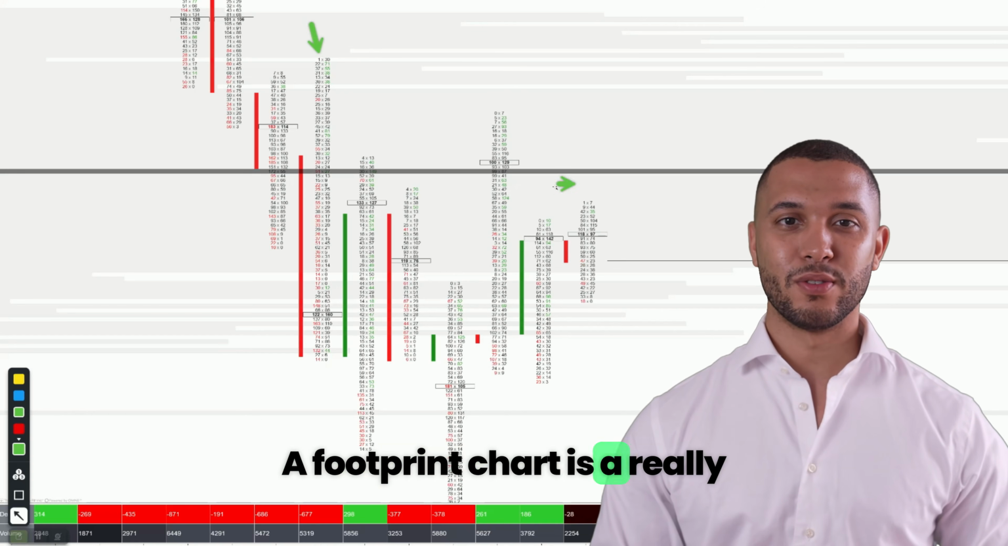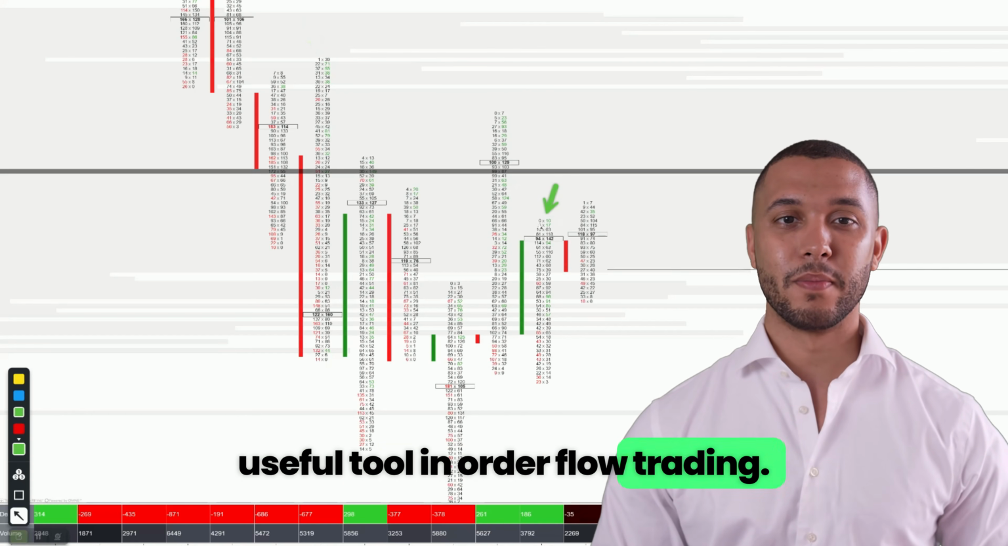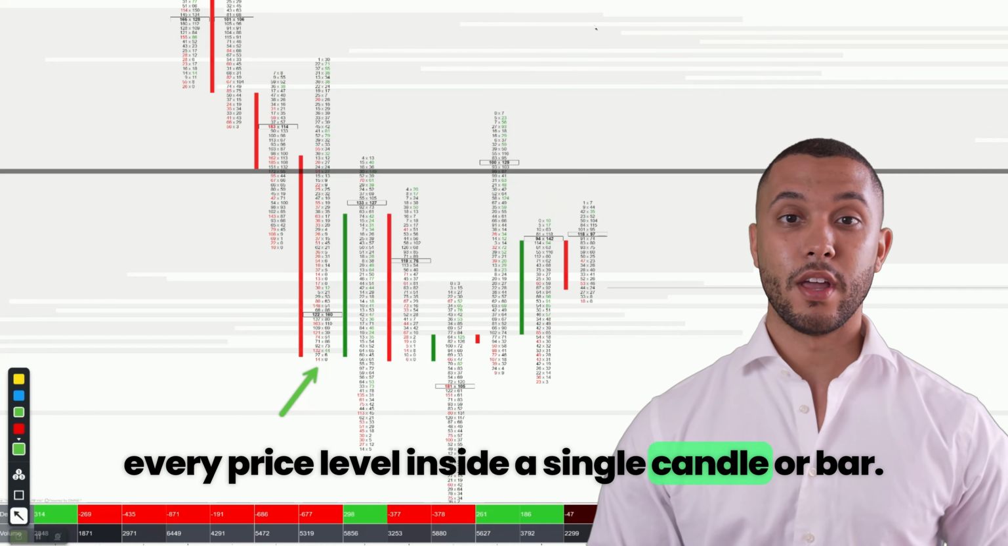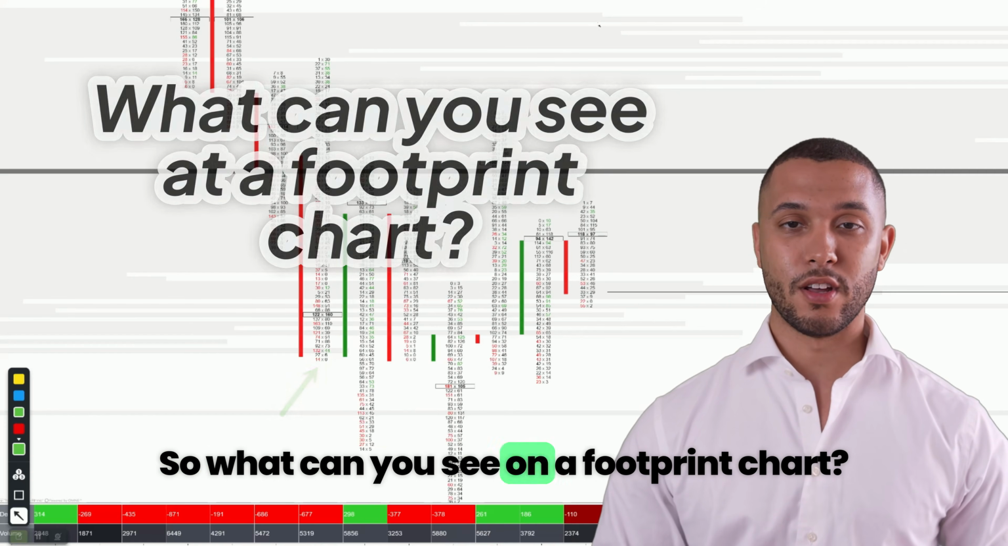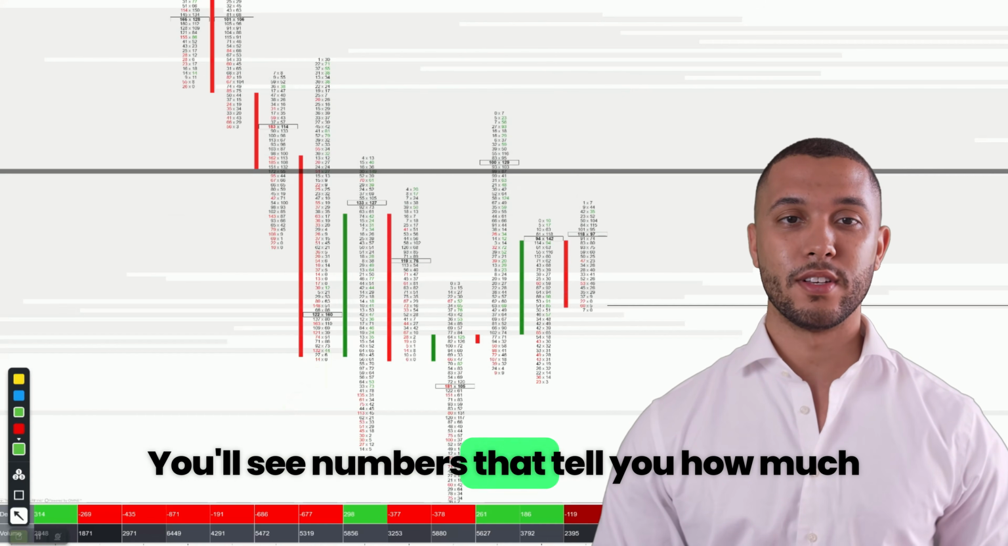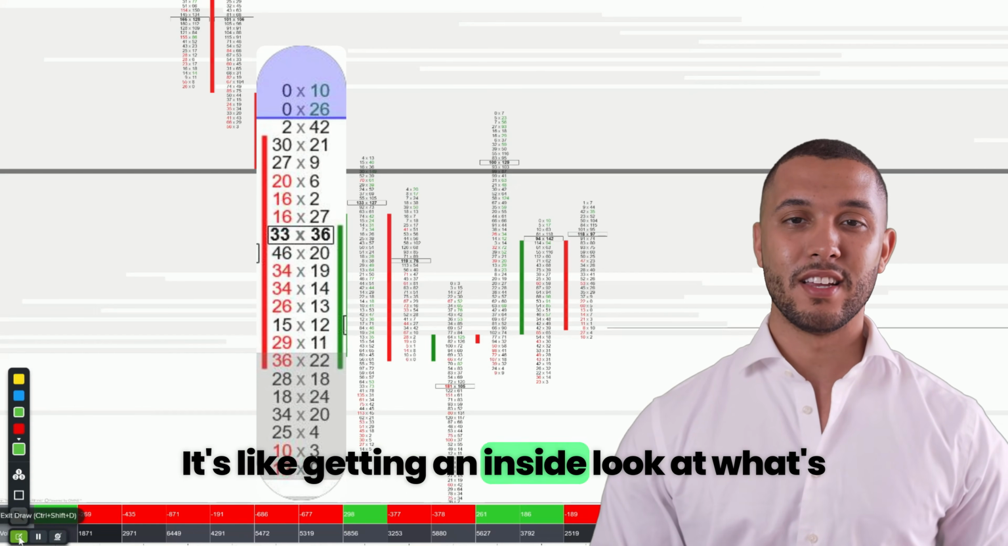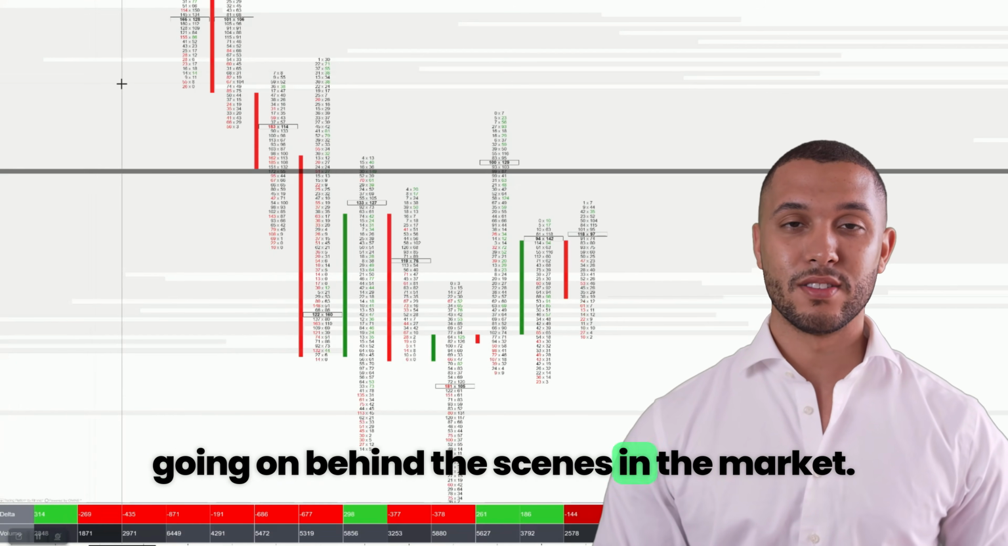A footprint chart is a really useful tool in order flow trading. It shows you the buy and sell volume at every price level inside a single candle or bar. So what can you see on a footprint chart? You'll see numbers that tell you how much buying or selling happened at each price. It's like getting an inside look at what's going on behind the scenes in the market.